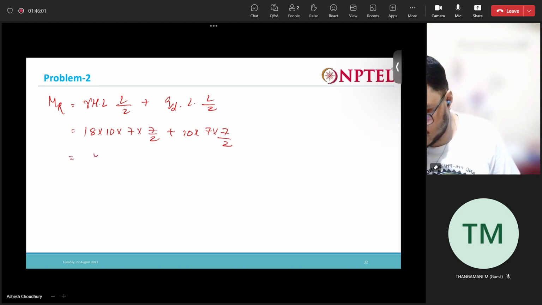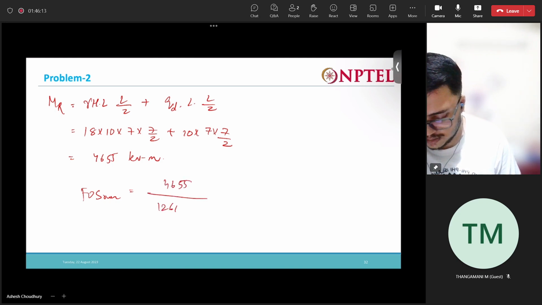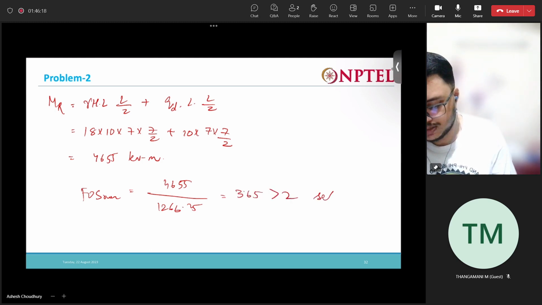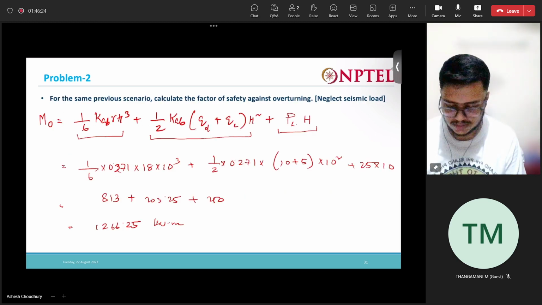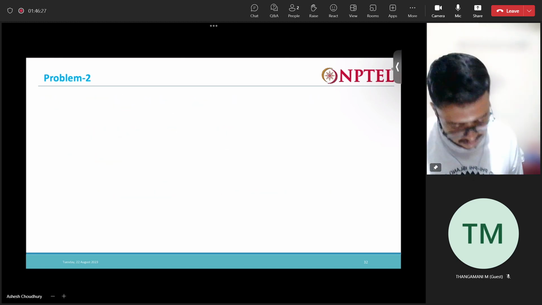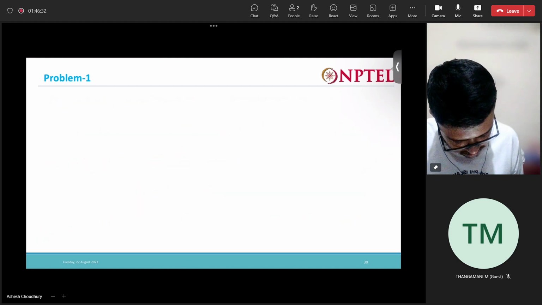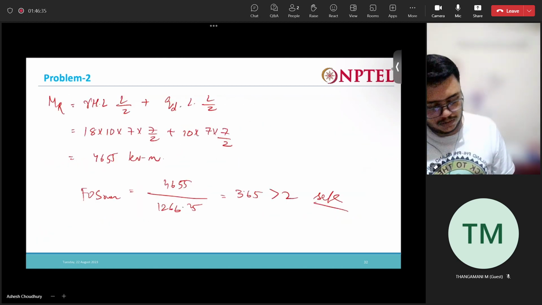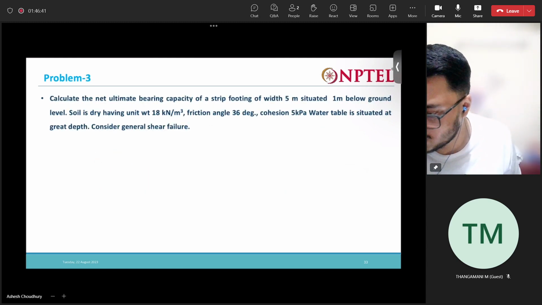So this will be 465. So what is the factor of safety against overturning? It is greater than 2, hence safe. Alright. Okay. Now let us come to the next one.